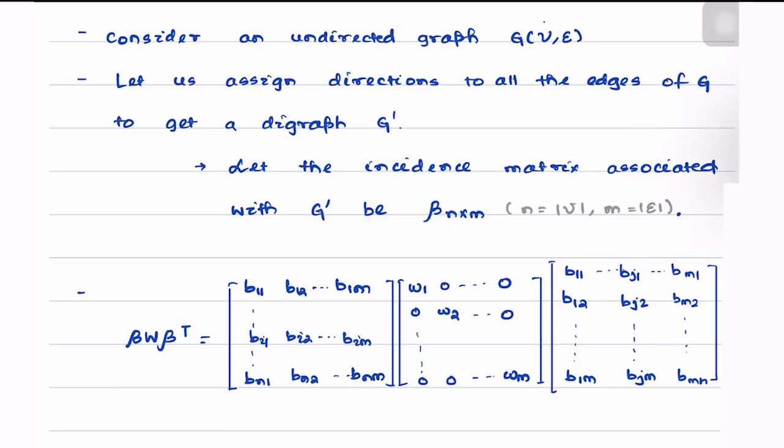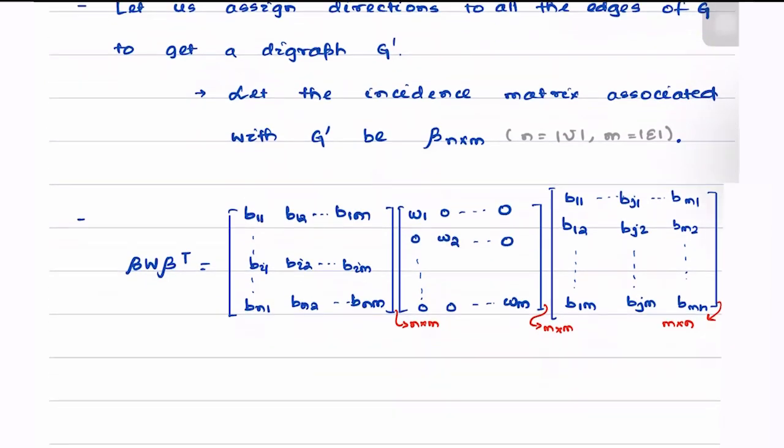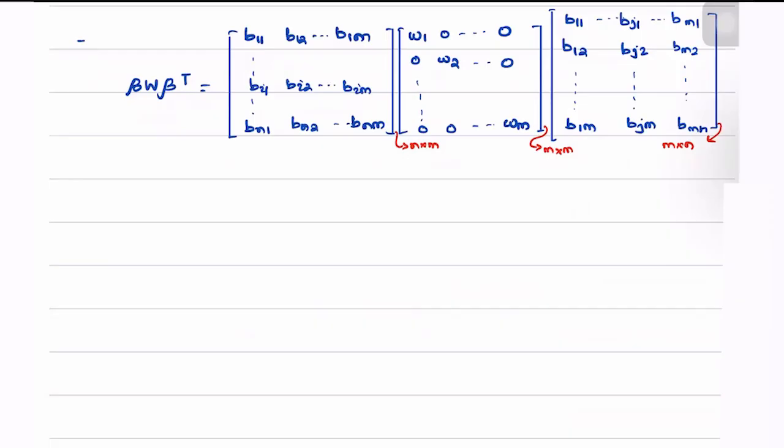Okay, so let's quickly observe a few things. As before, this matrix has a dimension of n cross m. This has a dimension of m cross m. And this here has a dimension of m cross n. And we are interested in calculating all of the entries of this product. To do so, let us observe first something very interesting, which follows quite directly from the construction.